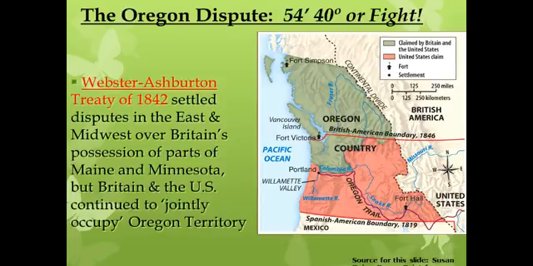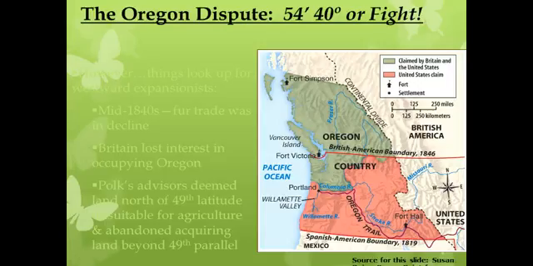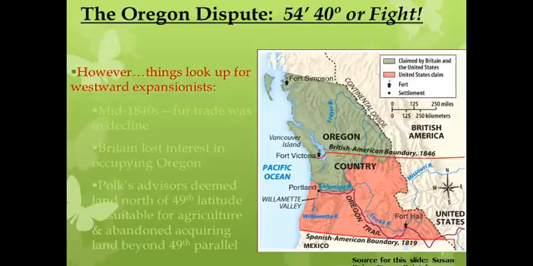So the Webster-Ashburton Treaty of 1842 actually settled all of these issues. It finished up the Aroostook War, and it settled this problem with British Columbia, as it were. We now had some control over the Oregon Territory. Britain and the U.S. jointly occupied it. But at least there were some issues that were resolved with the Webster-Ashburton Treaty. So here's the Maine boundary settlement, and you can see the Webster-Ashburton treaty line that set that up, so that solved that issue.